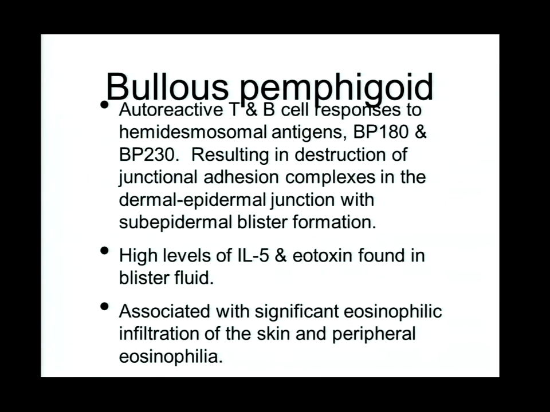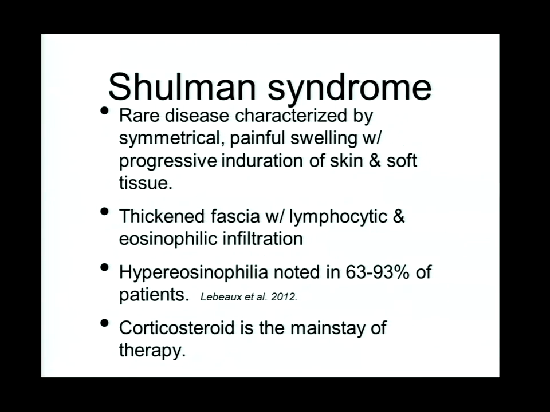So bullous pemphigoid, quick reminder, it's an autoreactive T and B cell response to hemidesmosomal antigens, and it causes the destruction of the dermal-epidermal junction, and this forms blister fluid. When you test these blisters, they have a very elevated level of IL-5 and eotaxin, which is probably signaling the recruitment of eosinophils into the skin, which induces the disease even more.